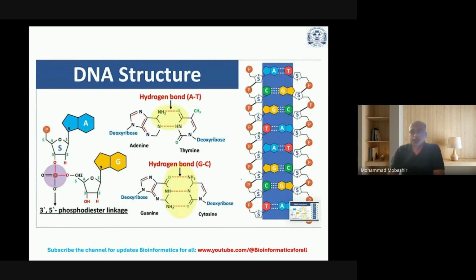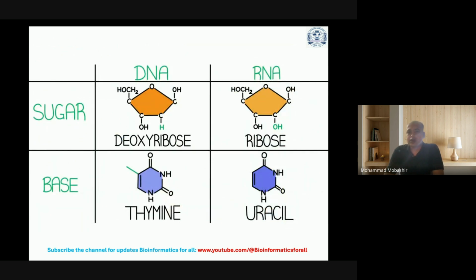And the difference you could observe here, you need to try to find what the differences could be. For example, here you can see an H group, here an OH group is additionally present in RNA. And then in case of bases, here thymine is present while there is uracil. And the difference between thymine and uracil, you need to understand with this one here, as you can see.